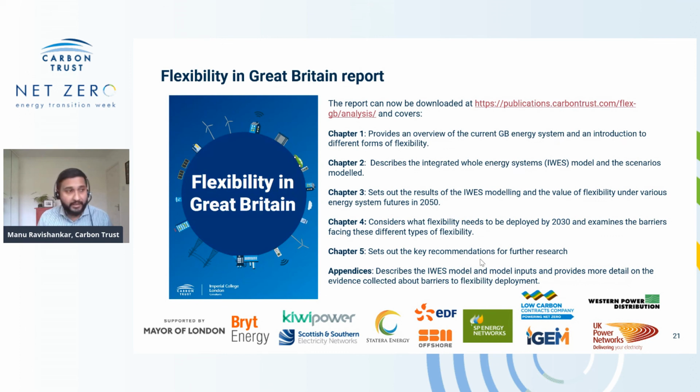Essentially, it covers a lot of detail, but maybe quickly to give you a summary so that you have the context before you pick it up: chapter one provides an overview of the current energy system and introduces the different forms of flexibility that we saw. There are many different technologies that have been considered in these analyses, each with their unique characteristics and cost points.